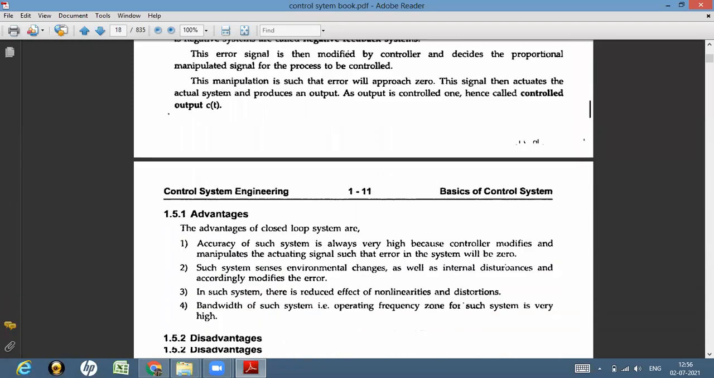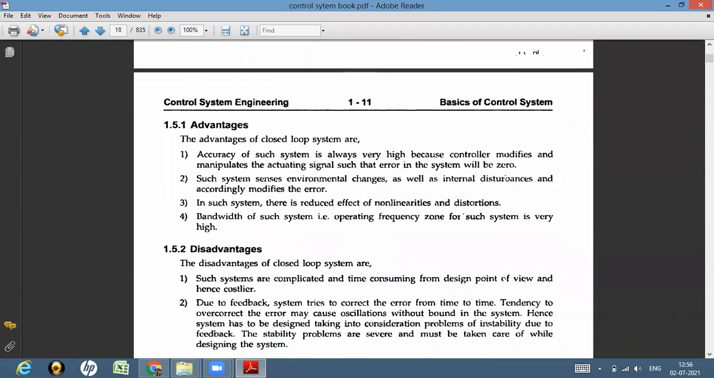So we have certain advantages and certain disadvantages of this system. Advantages: the accuracy of such a system is always very high, because the controller modifies and manipulates the actuating signal such that the error in the system will be equal to 0. I have already told you that this type of control system is the most reliable system. It is a very accurate system.